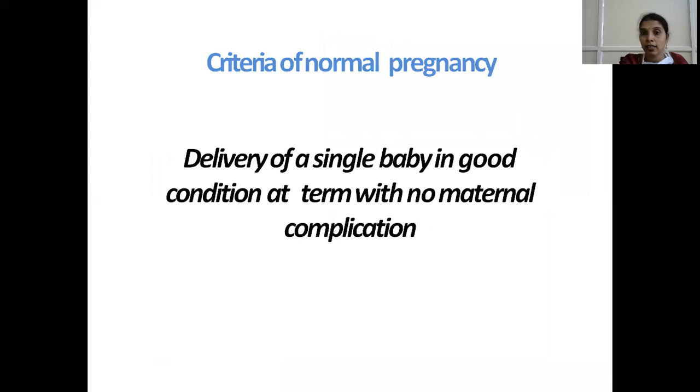In case it is twins, it is not normal. If it is preterm, it is not normal. If the mother lands in any complication, that is not normal. A normal pregnancy means a single baby, both mother and baby should be safe, and the baby should be born at term, that is, when the baby has grown to the proper weight and reached the proper criteria. That is a normal pregnancy.